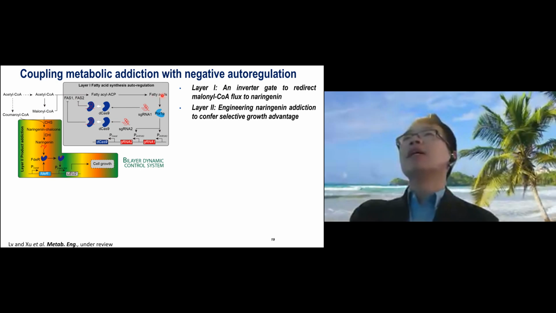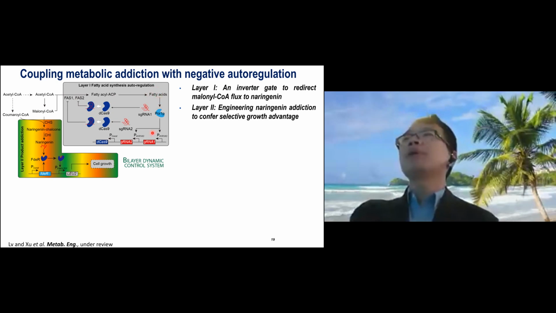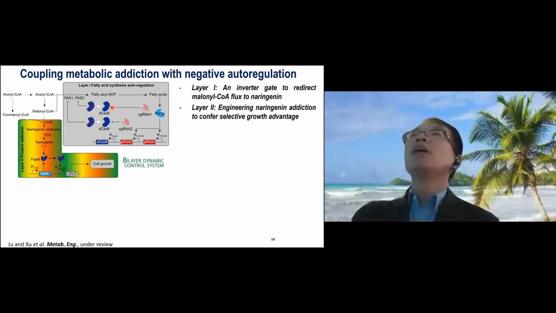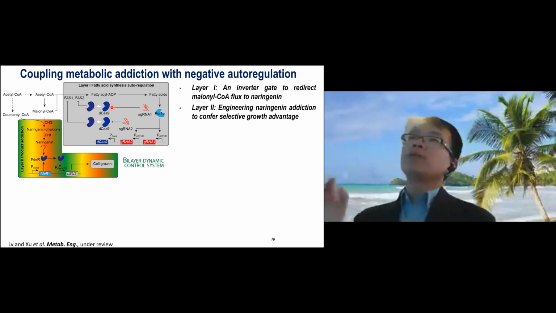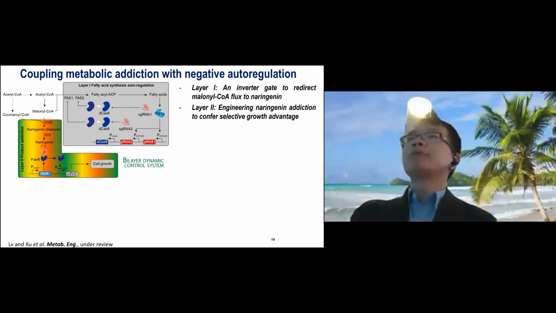So this is a kind of autonomous regulation. The cell will have just enough fatty acid. If they have produced too much fatty acid, it will automatically shut down fatty acid production because there's a sensor regulator system here. On the other hand, to solve the stability issue, we can engineer this addiction phenotype.